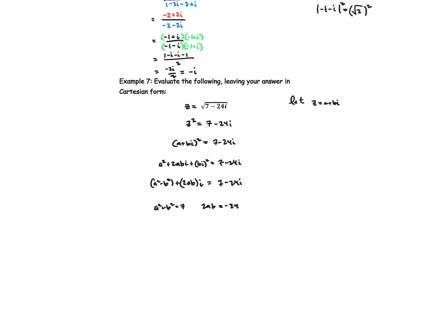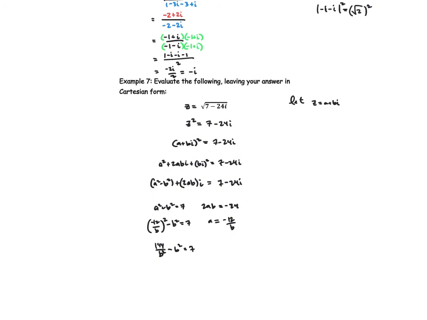Okay, so I got a little bit of work to do here, but check this out. This is kind of cool, right? So a is equal to negative 12 over b. So I'm going to sub that in here, negative 12 over b. And I'm going to solve for b, and then I'm going to use that to plug back in and solve for a. So it'll be 144 over b squared, minus b squared, is equal to 7.